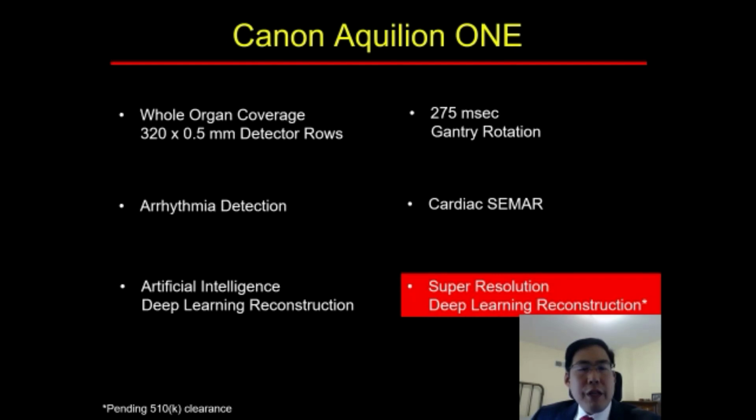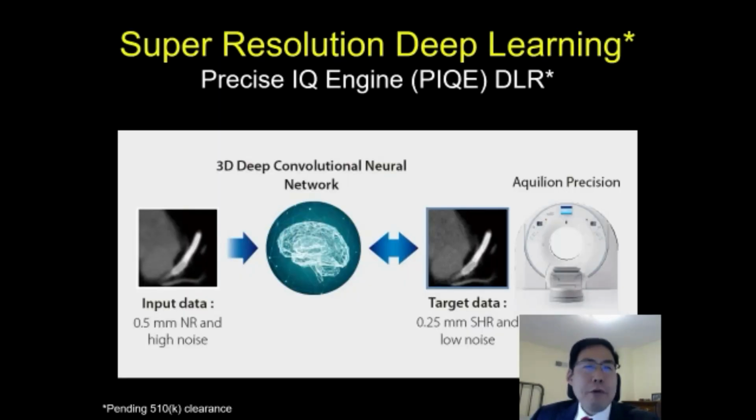I want to introduce you to a new evolving technology, which is super resolution deep learning reconstruction. This super resolution imaging is called Precise IQ Engine, or PIQE. And what makes it different is that the input data is based on standard resolution images with high noise, and the target is super resolution 0.25 millimeter images with low noise, and it does this in a 3-dimensional format.